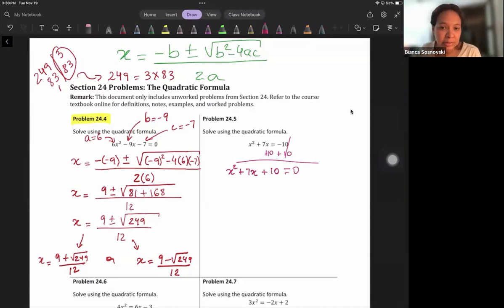Now, let's identify the coefficients. Let me choose a different column. There is an invisible 1 in front of x squared, so that's A, so A is 1. There is a 7 in front of x, so that is B. And there is a 10 without a variable x, so that's a plus 10 there. So C is 10. Let's put this in the formula.